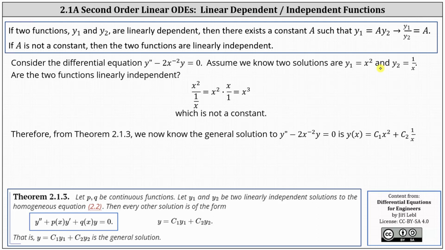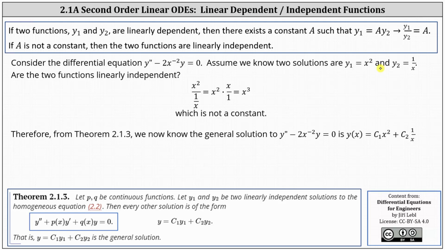To determine this, we divide y1 by y2. We could also use y2 divided by y1, but in this case, y1 divided by y2 is x squared divided by 1 over x, which gives us x squared times x over 1, or x cubed. Of course, x cubed is not a constant, which indicates the two functions are linearly independent, and therefore the general solution to the given differential equation is y of x equals c sub 1 times x squared plus c sub 2 times 1 over x.